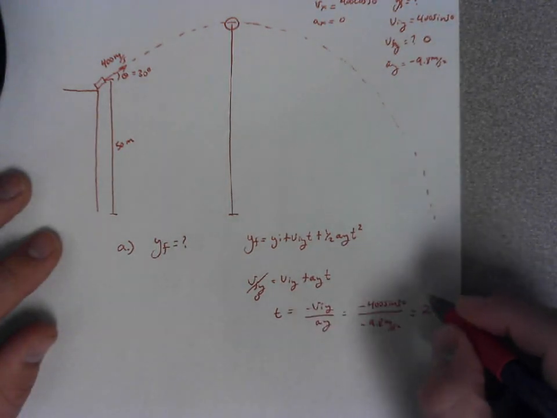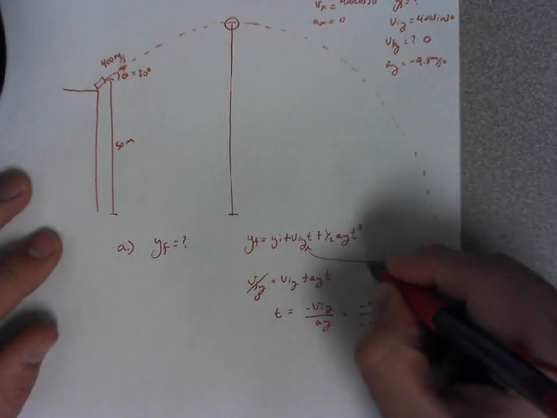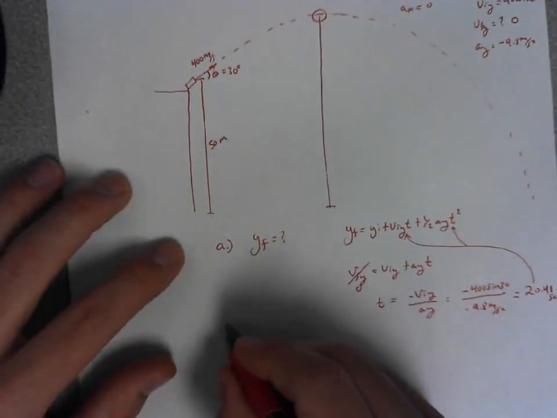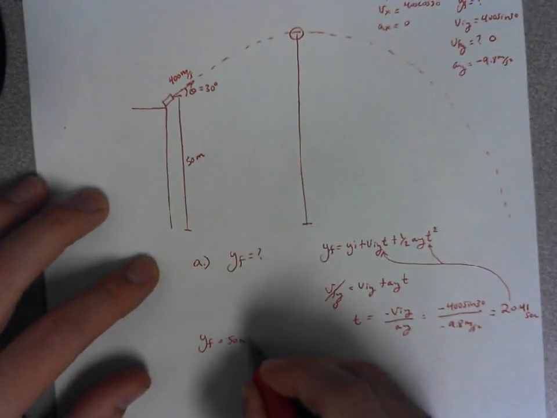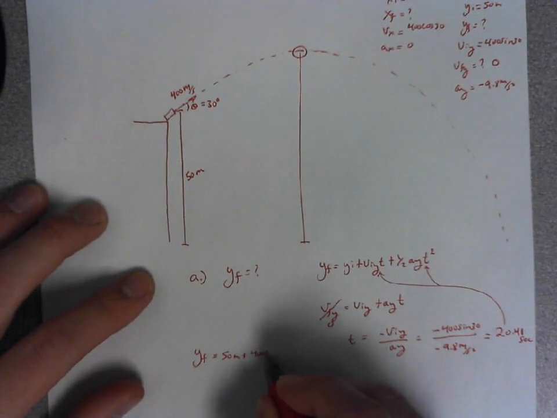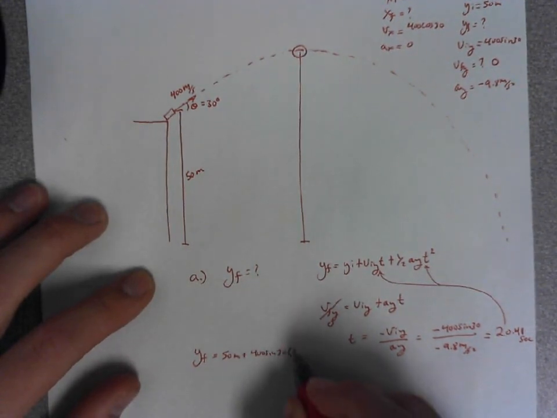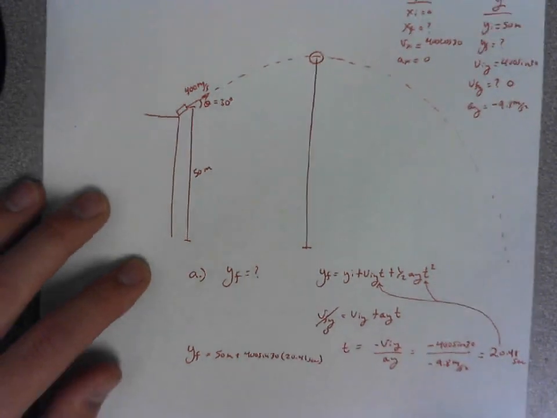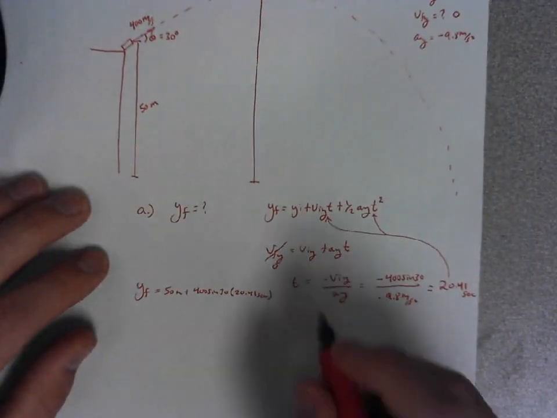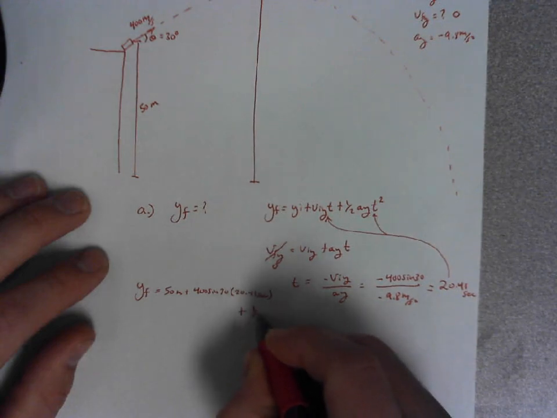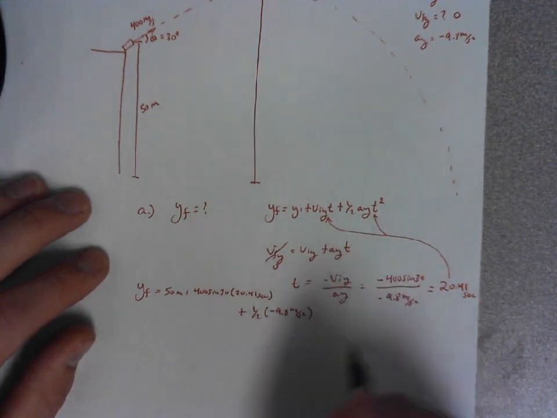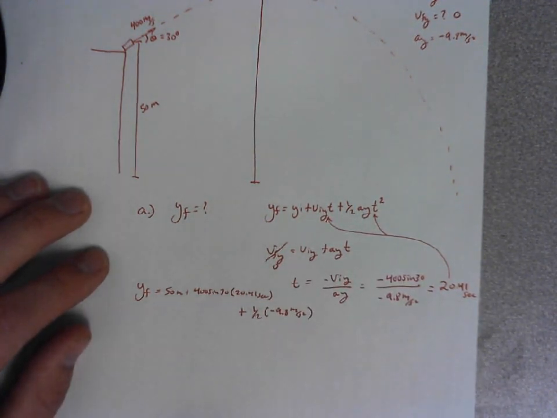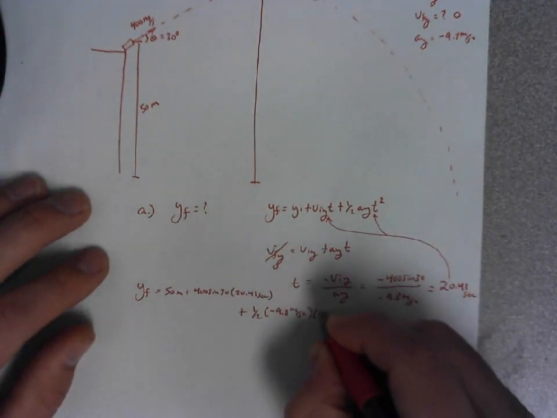Then you can take this time and plug it in for your times here. So let's rewrite this equation. y final is equal to my y initial, 50, plus 400 sine 30 times my 20.41 seconds, plus 1/2 times negative 9.8 times t squared. It's important you put that negative there. If you don't, then what you're saying is that when the cannonball leaves the cannon, it speeds up as it goes up. And we know that's not the case, so you've got to be careful.